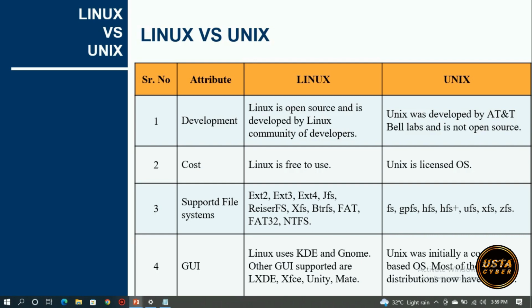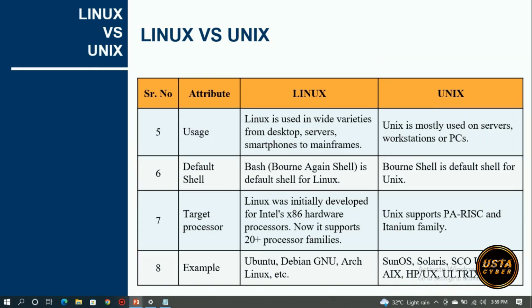Number 4. Linux uses KDE and GNOME. Other graphical user interfaces supported are LXDE, XFCE, Unity, Mate, while Unix was initially a command-based operating system. Most of the Unix distributions now have GNOME. Number 5. Usage. Linux is used in a wide variety of places, from desktops, servers, smartphones to mainframes, while Unix is mostly used on servers, workstations or personal computers. Number 6. Default shell. Bash, the Bourne Again shell, is the default shell for Linux, and Unix uses Bourne as the default shell. Number 7. Target processors.